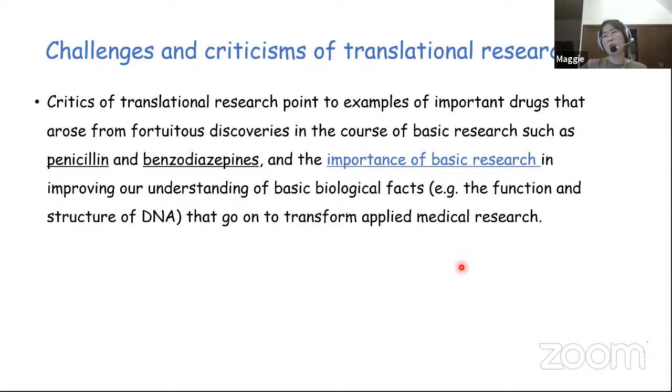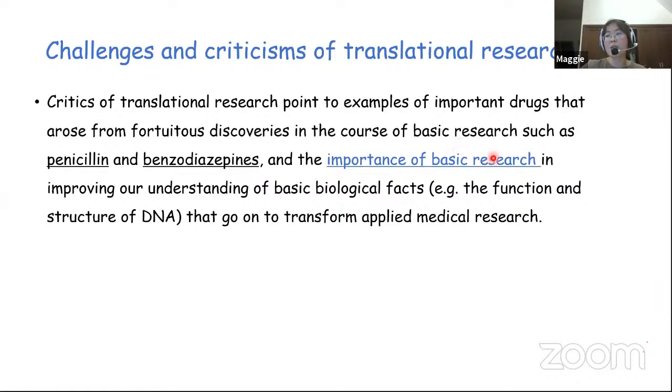Okay, although translational research is a hotspot for study, it still faces some challenges and criticisms. The major criticism is that most scientists may think that basic research is more important, because many good drugs, for example, penicillin, antibiotics, and benzodiazepines, were found from basic research. So they think basic research is more important.